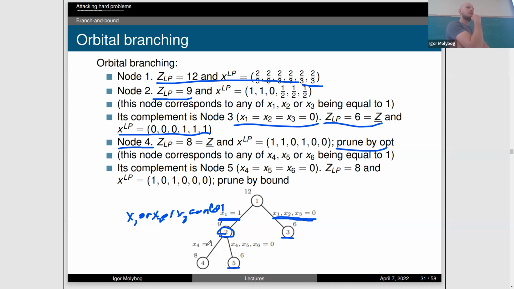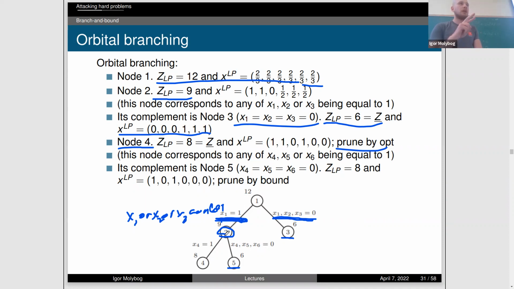For example, if we had more variables here, if we were not talking about a binary problem, but let's say that x1, x2, x3 can take values 0, 1 and 2, then this branch here would lead us only to say that at least one of the variables must be equal to 1 down the road, but we didn't say anything about one of the variables being equal to 2.